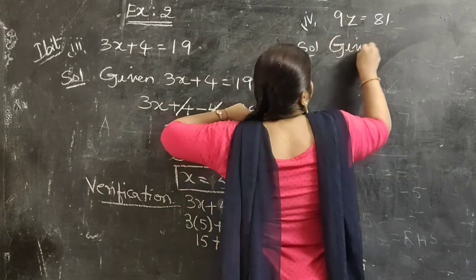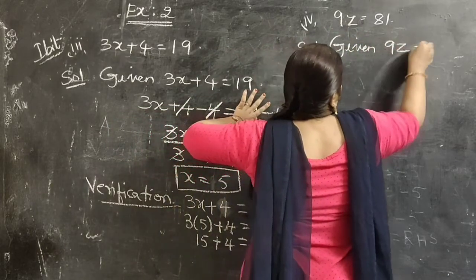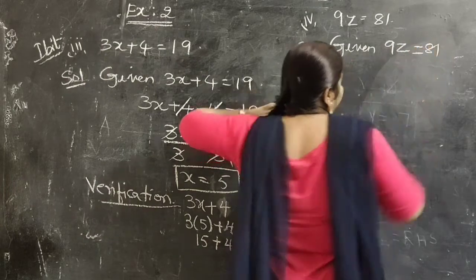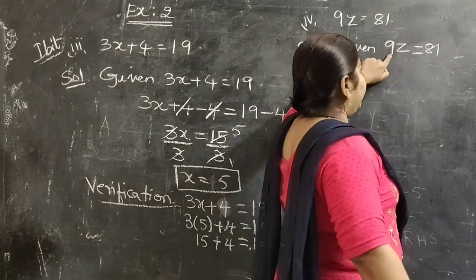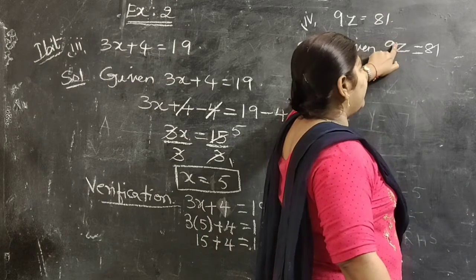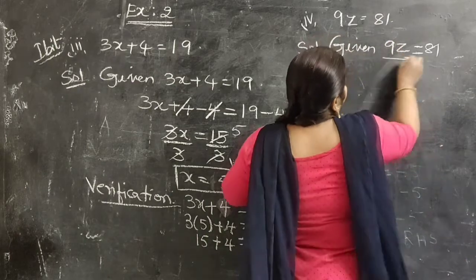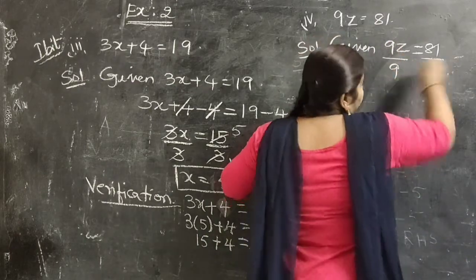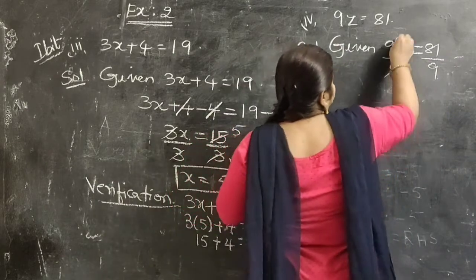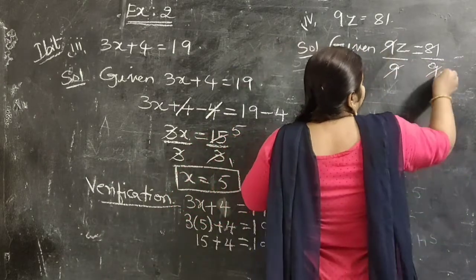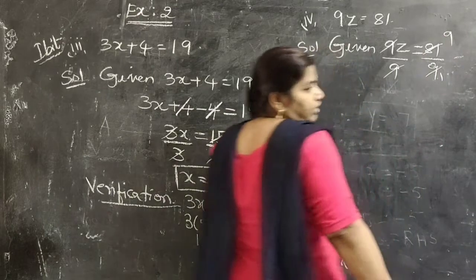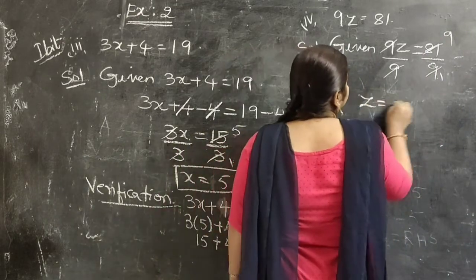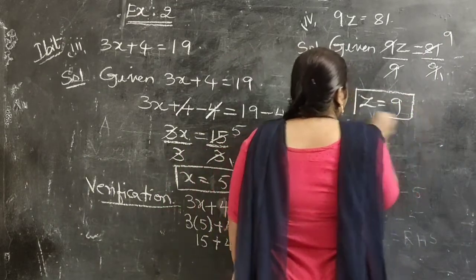So given 9z is equal to 81, and with this z, 9 is connected. The relation between 9 and z is multiplication, so we have to divide by 9 on both sides here. 9 ones are 9, ones get cancelled, 9 9s are 81. So what is the z value here? z is equal to 9.